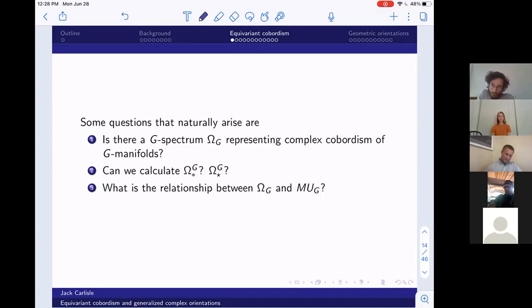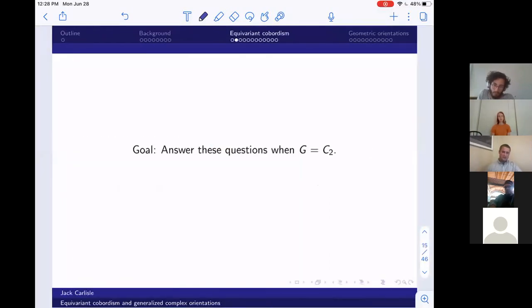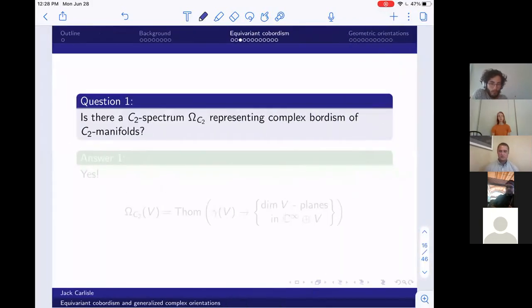And so the plan for the rest of the talk is to go through and try to answer these questions in the case that G is the cyclic group of order 2. Most of what I've said so far has been a general overview of this field. From here on out is where we're going to start discussing my research that I've been doing over the last, now it's been a couple of years, I suppose. So in any case, let's get started trying to answer these questions.